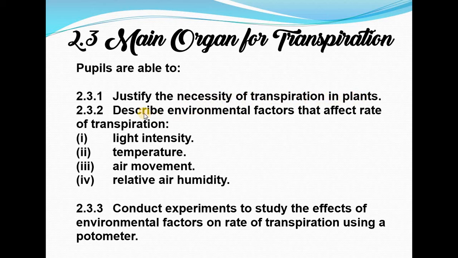Number 2: describe environmental factors that affect rate of transpiration, which refers to the 4 factors: light intensity, temperature, air movement, and relative air humidity. Number 3: conduct experiment to study the effects of environmental factors on the rate of transpiration using a photometer.